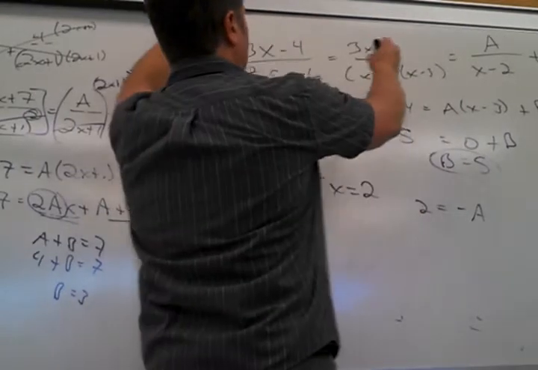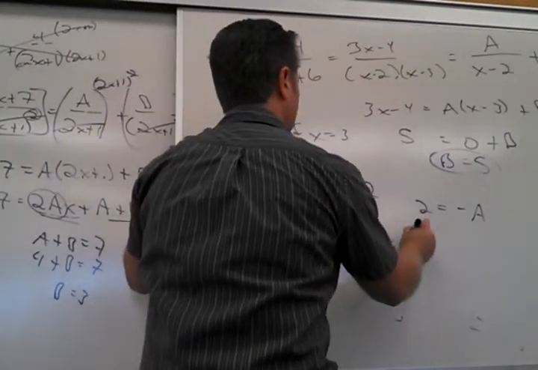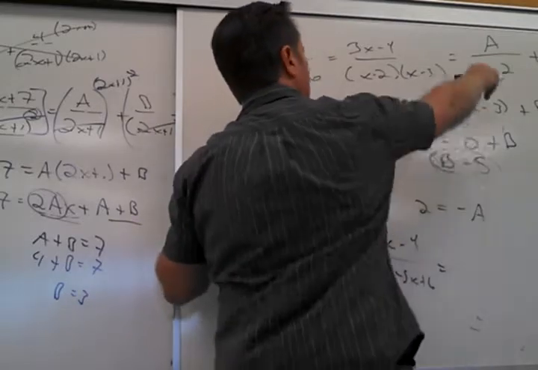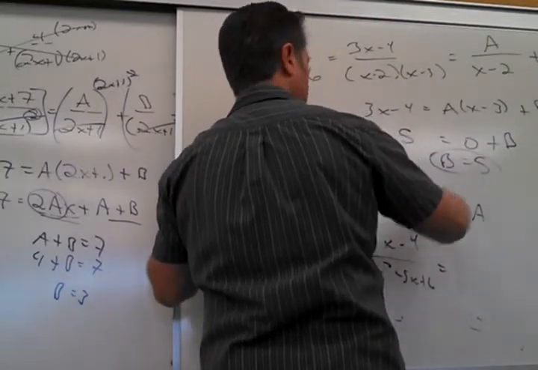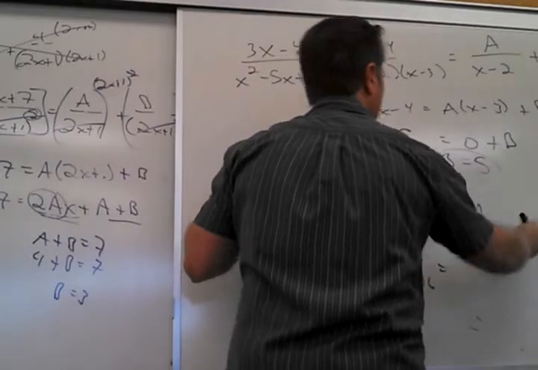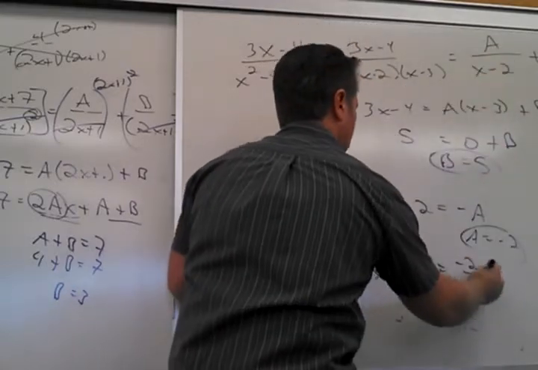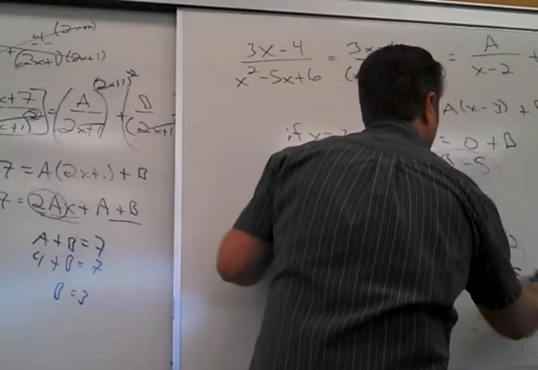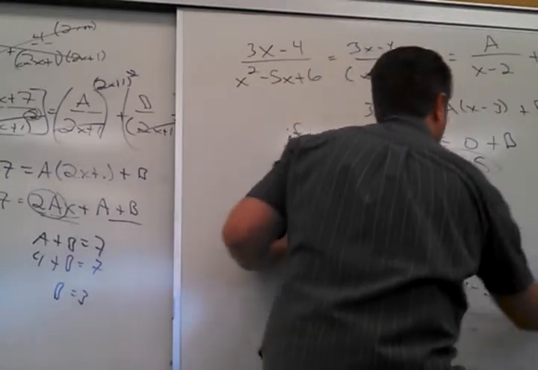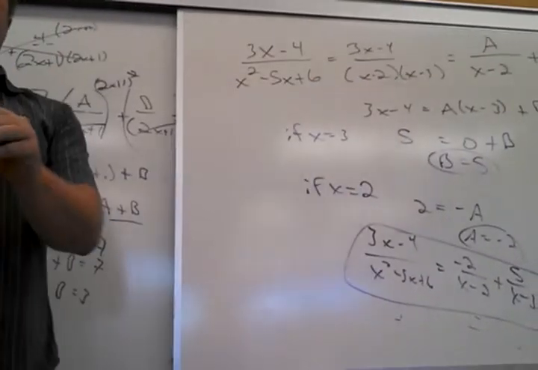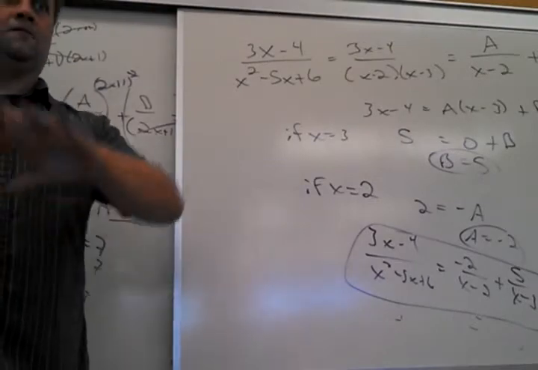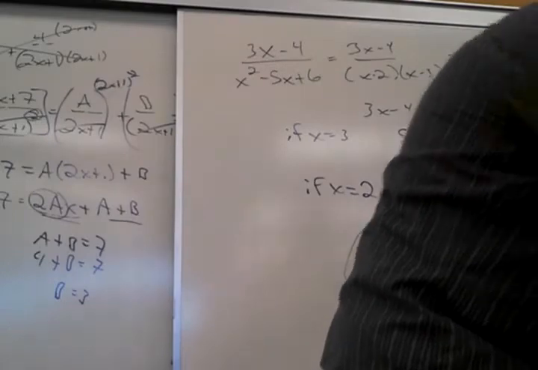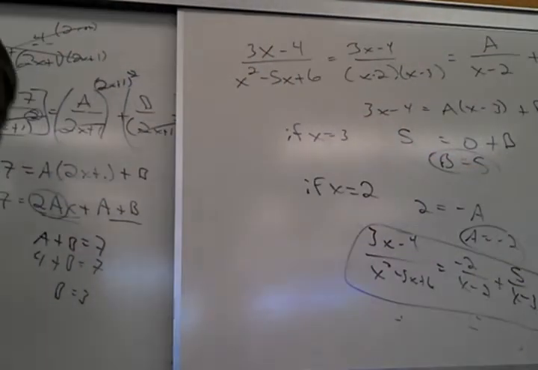So what does this actually become? 3x minus 4 over this came from... where'd it go? A is negative 2 here, right? So it came from negative 2 over x minus 2 plus 5 over x minus 3. So I've broken that down. It's called partial fraction decomposition. Decomposing it. So let me give you this handout. It's got everything on it that we just did, plus some more.